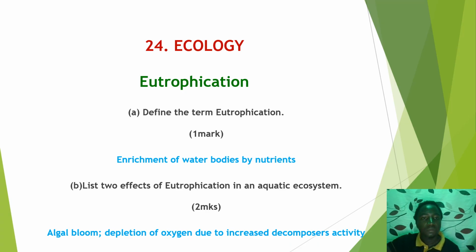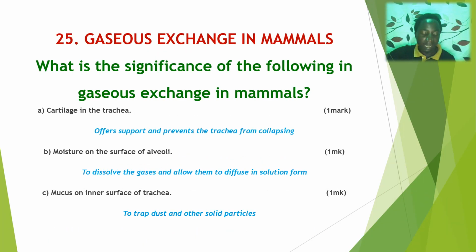Next question, 25, which comes from gaseous exchange in mammals. We have this question stating that what is the significance of the following in gaseous exchange in mammals? Cartilage in the trachea. Cartilage, remember the rings of cartilage, which are usually in a circular manner, they do offer what? They do offer support and prevent the trachea from collapsing.